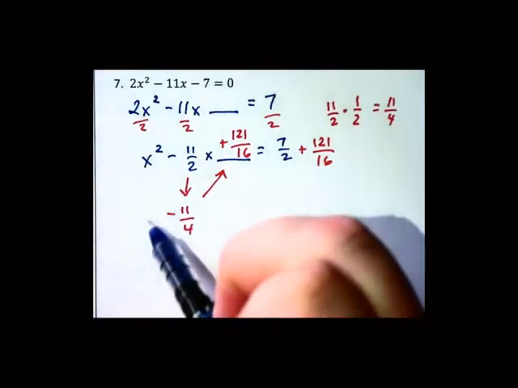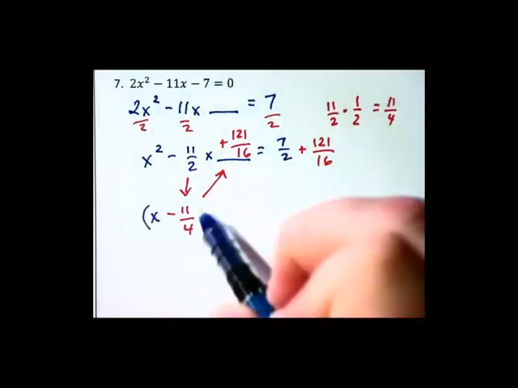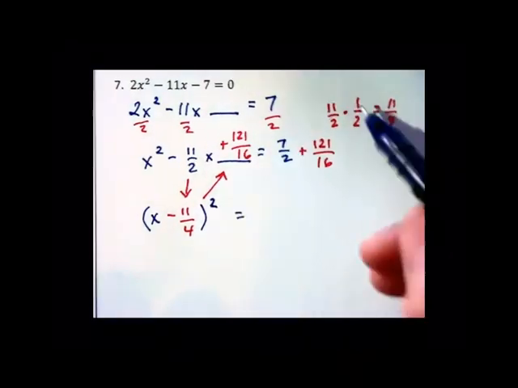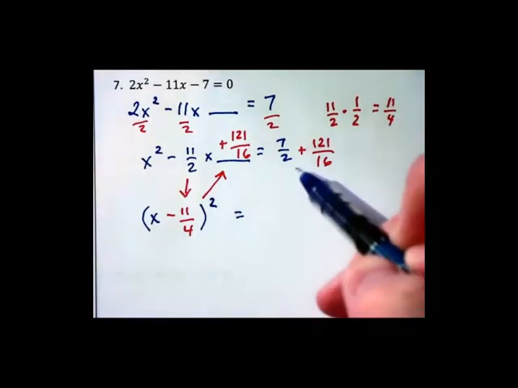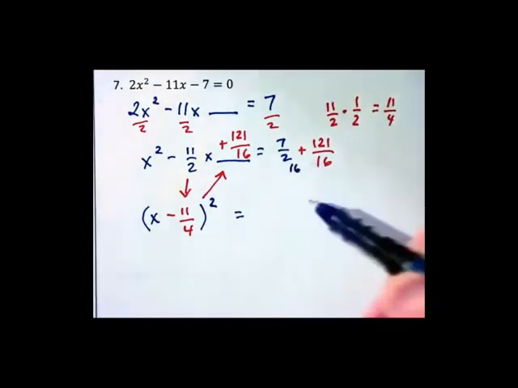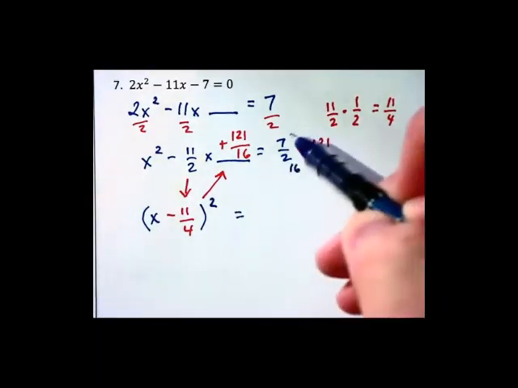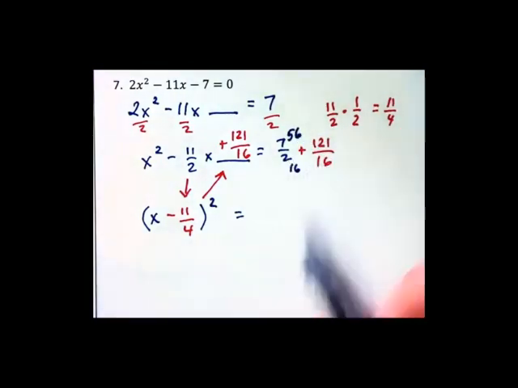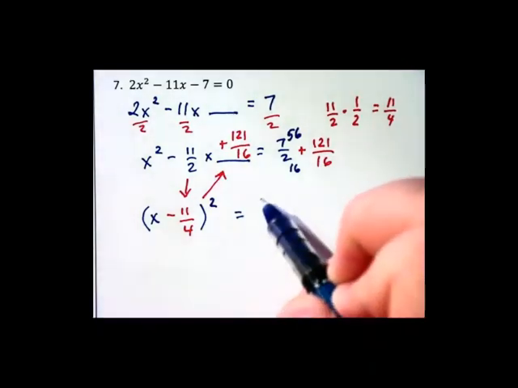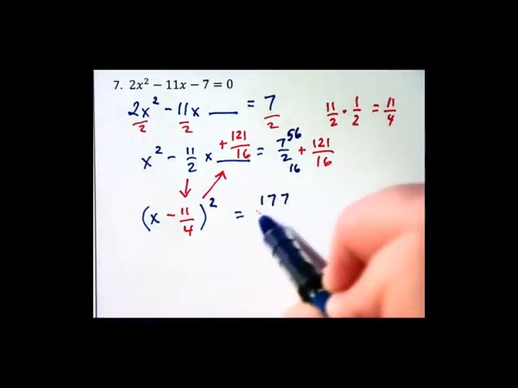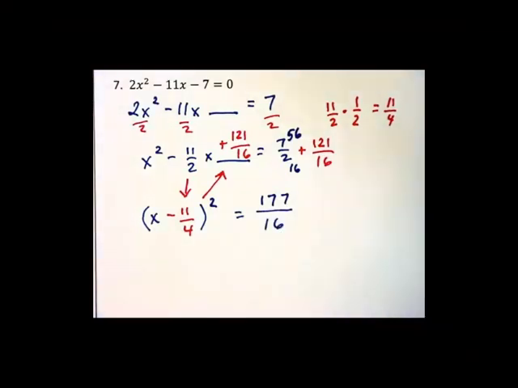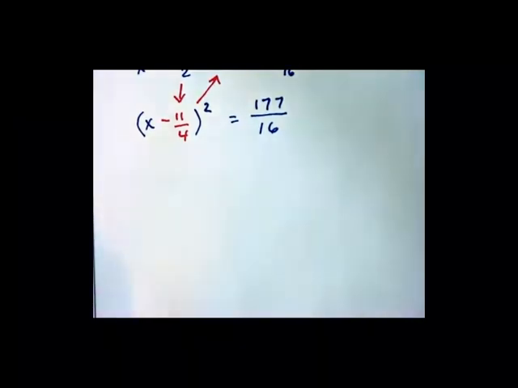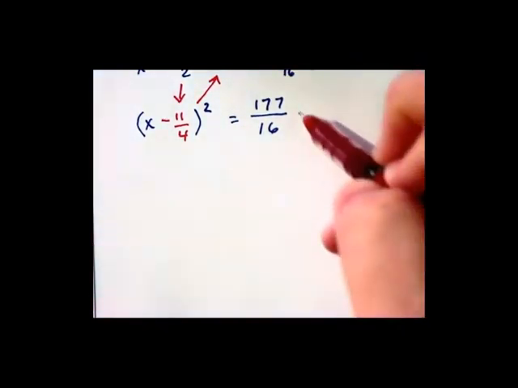Now let's complete the square. We're going to have x minus 11 fourths quantity squared equals, okay, on the right hand side we need a common denominator, and 2 goes into 16. So down below I'm going to multiply by 8, and up above in the numerator I'm going to multiply by 8 and get 56. And adding the 56 and the 121 together, I get 177 over 16. Whew.